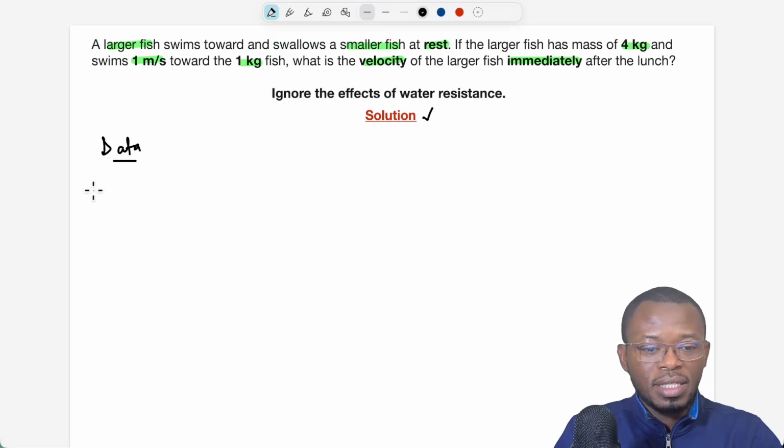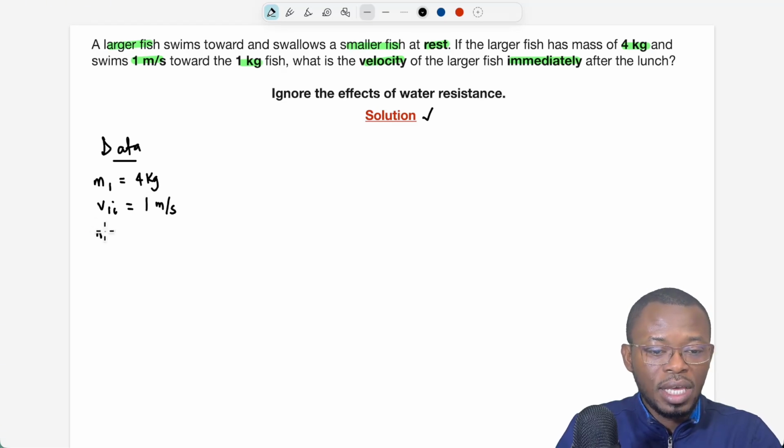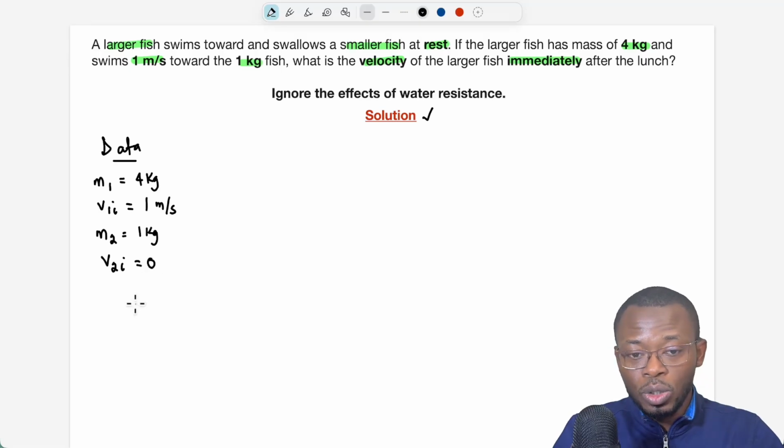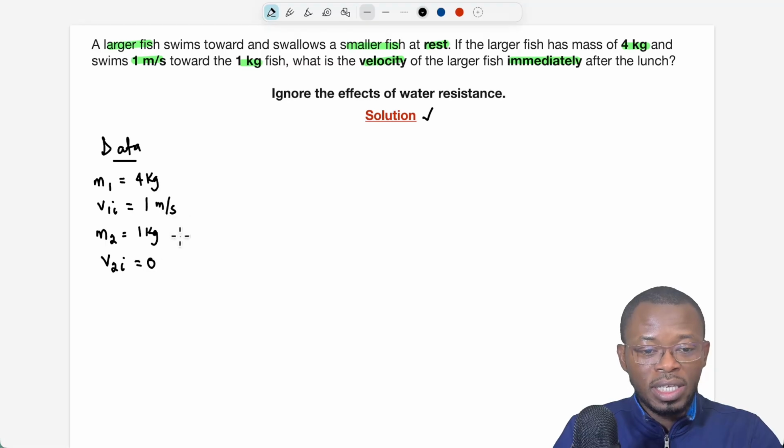First, we are given that the mass of the larger fish, M1, is 4 kilograms. And then it was swimming with a speed of 1 meter per second, that is before the interaction. Also, for the smaller fish, we know the mass, M2, is 1 kilogram, and it was at rest before the interaction. So V2 initial is equal to 0, because this fish is at rest. All right, now this is all the information we are given, together with the fact that we are to neglect the effect of water resistance.